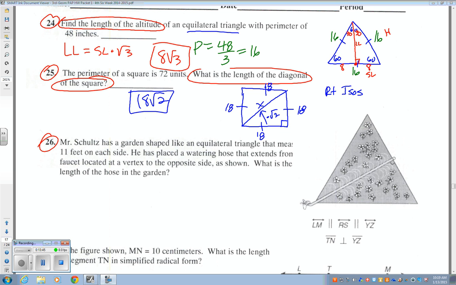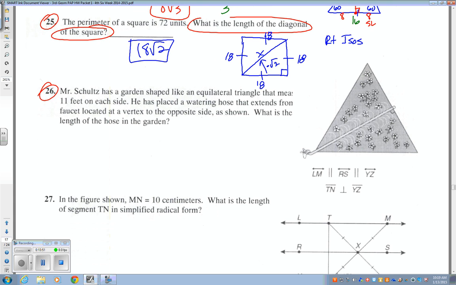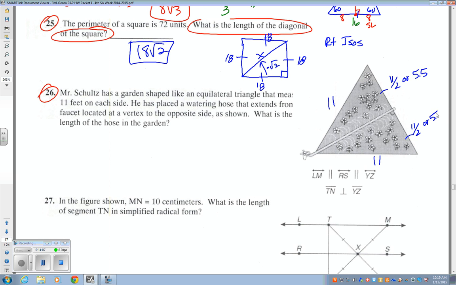Okay. Now, 26, the picture's already given to you, and it tells you that the equilateral triangle, each side has the measure of 11 feet. So 11, and then here it gets broken in half, so you could say 11 over 2, or I accept 5.5. I would accept either one. Again, they want us to find the altitude. So what would the altitude be? Anyone figure out how to get to the altitude?